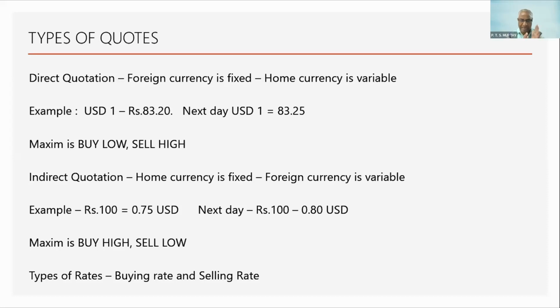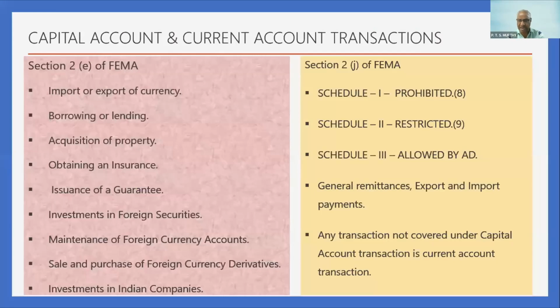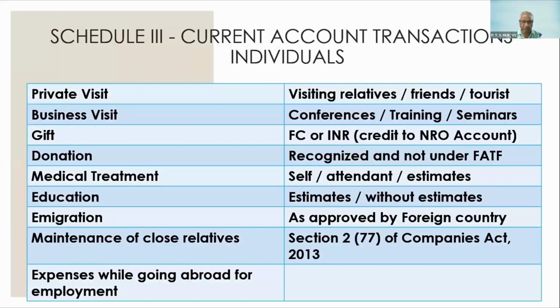Now, I spoke about the current account transactions. All current account transactions, we said, are bifurcated into three types. The last type of transactions are Schedule 3 transactions, which are freely allowed by the authorized dealer. What are those Schedule 3 transactions? What are we freely allowing for the various customers? Let us see this.